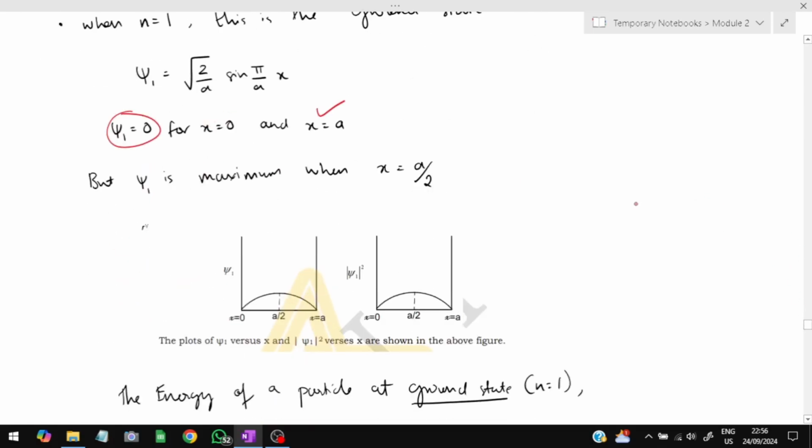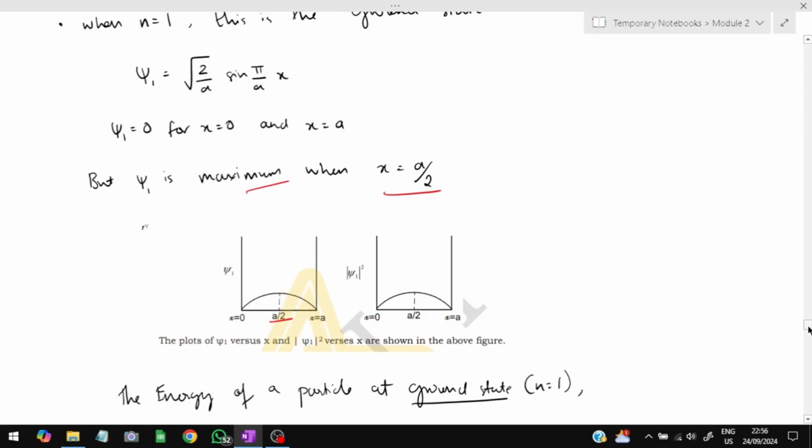Why is it? Because at x is equal to 0, this is the wave function. Here it is pointing at the bottommost, and here also it is pointing at the bottommost. That means the value of y is 0 at both this point and this point. So y is nothing but this one here, whose value is 0 at both these points, and it is maximum at the middle, which is a by 2.